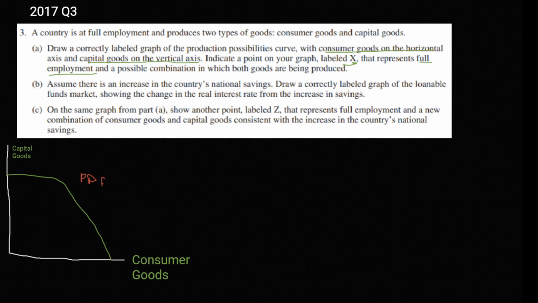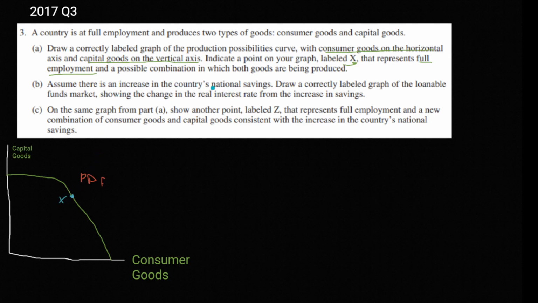Then we need a point X on the graph such that there is full employment. So this is our point X, and it is a mix of both consumer and capital goods. So that is not point Z, it is point X.